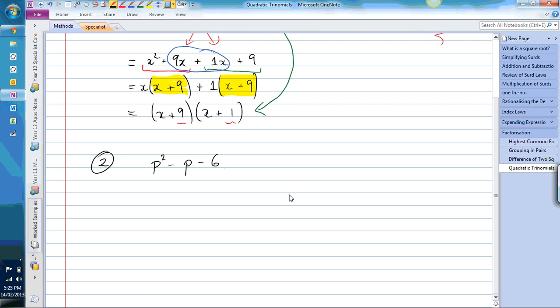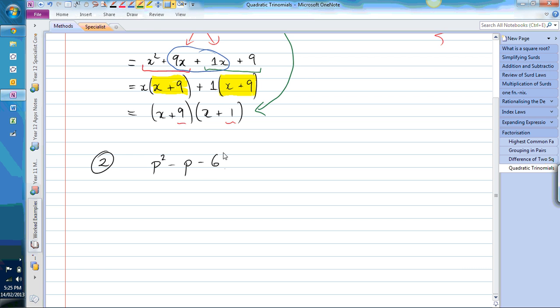The next example that I want to look at is this one here, p squared minus p minus 6. Now this one is a bit more difficult because it's got these negative signs which are going to complicate us thinking about what numbers are going to multiply and add to give the various things. Now let's break it up.